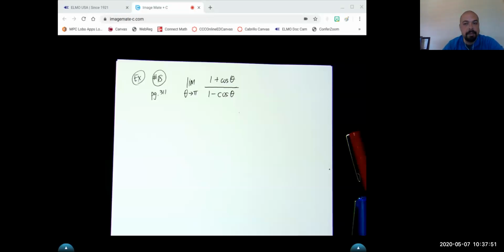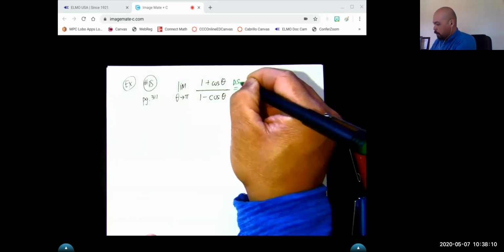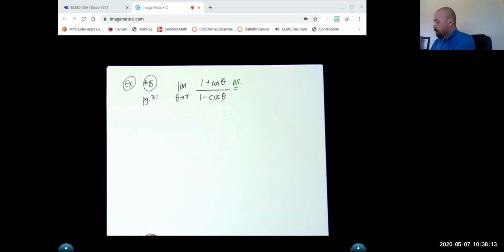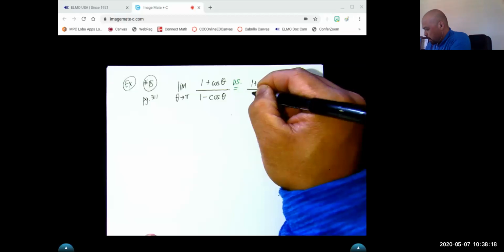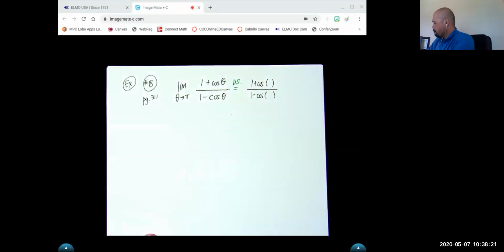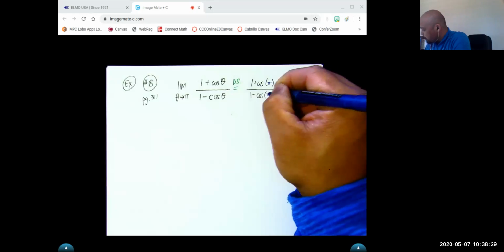But let's look at what happens if we plug in, okay? Or actually, this one might actually work out nicely. Let's check it out, okay? Thinking about this real quick. So I take that, and then we do our direct substitution, okay? That's going to be 1 plus the cosine of pi over 1 minus the cosine of pi, okay? There we go. Let's make sure I get this organized, pi.